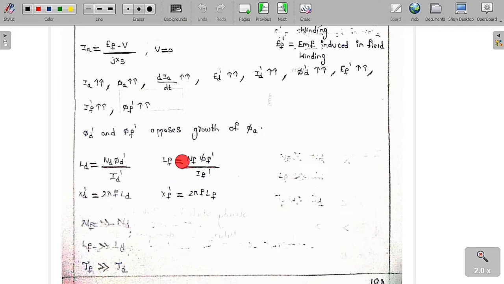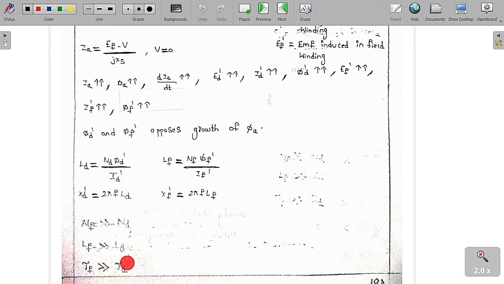Therefore, the inductance of the field winding is always greater than the inductance of the damper winding, or the reactance of the field winding is always greater than the reactance of the damper winding.